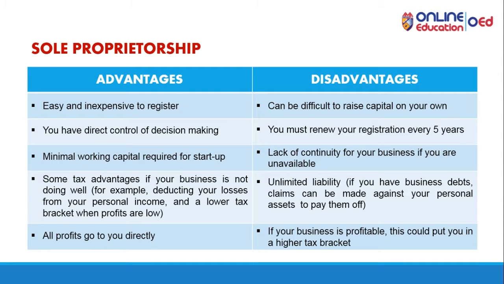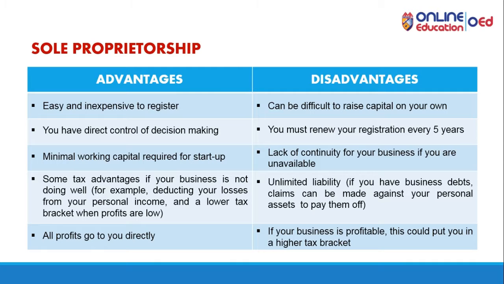Alright, so we have advantages and disadvantages of sole proprietorship. So number one, easy and inexpensive to register. So you just spend $30 to register your business. You have direct control of decision making since, in a sole proprietorship, you own the business. You get all the money. Minimal working capital required for startup.